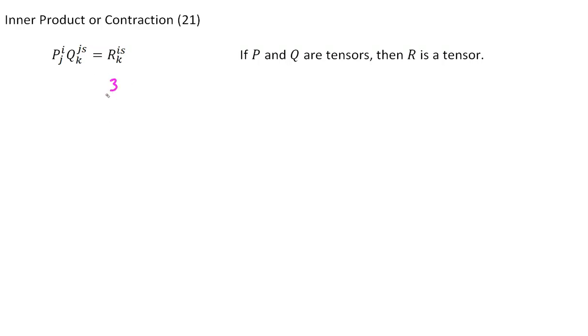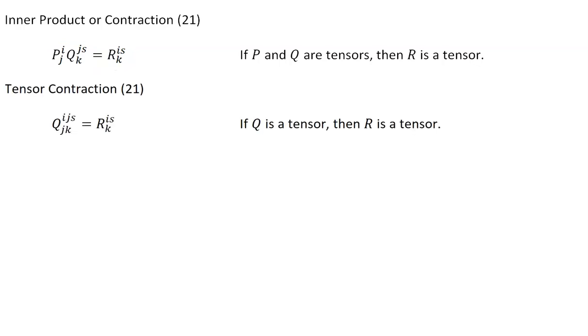So the principle is this. To determine the rank of the expression, we look only at the number of free indexes, in this case I, S, and K. As an alternate method, you could look at the total number of indexes over here and subtract 2 for each dummy index.